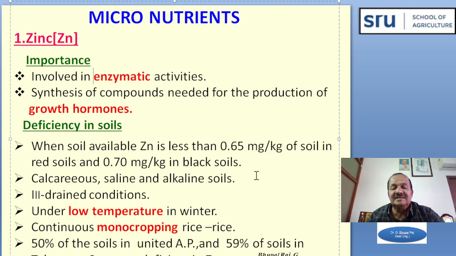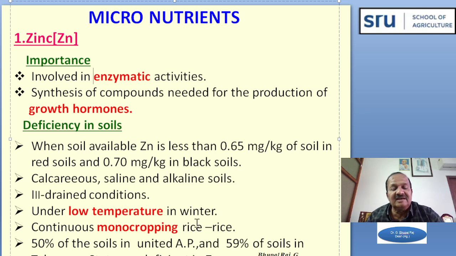Zinc deficiency is most commonly observed in problem soils, that is saline soils and alkaline soils. When the drainage conditions are also poor, it is likely to get zinc deficiency in the soil. And under low temperatures in the winter, we get zinc deficiency. This is the most common zinc deficiency we can observe in the paddy crop, when night temperatures fall. And if we grow the same crops continuously for many seasons, there is a possibility of getting zinc deficiency in the crops.